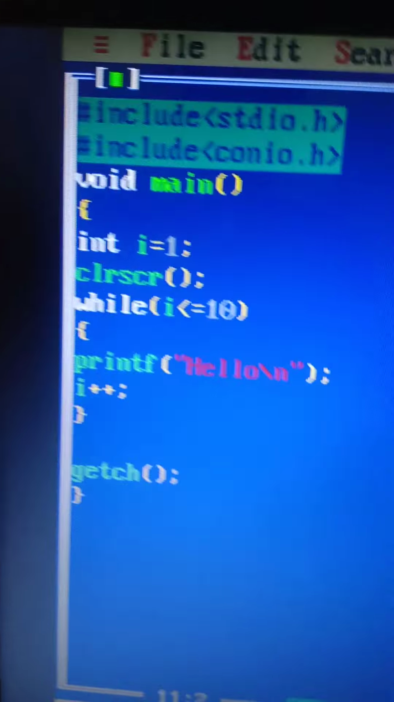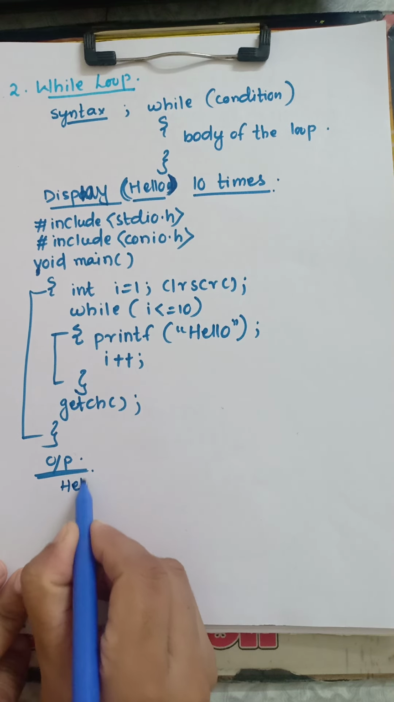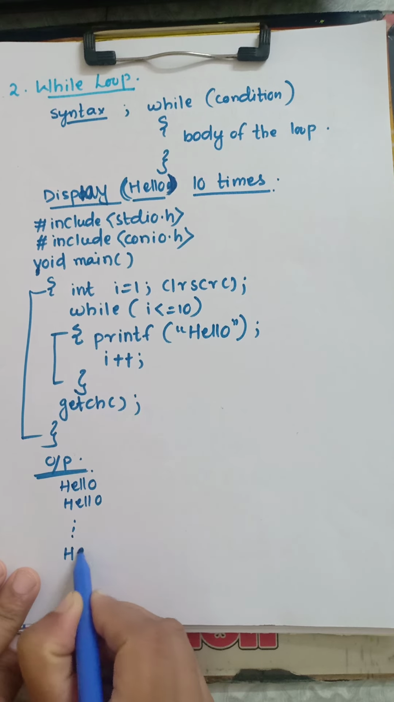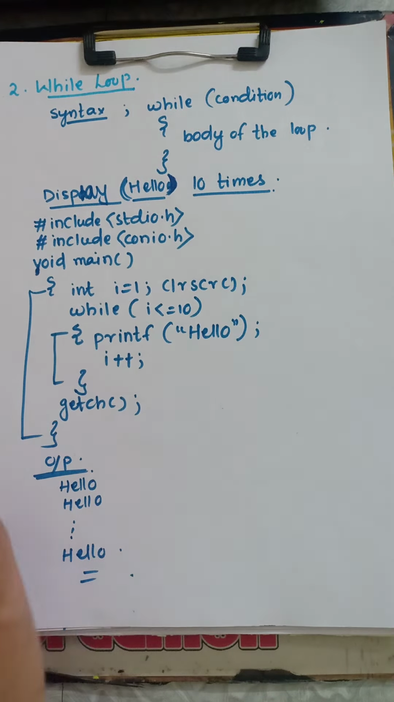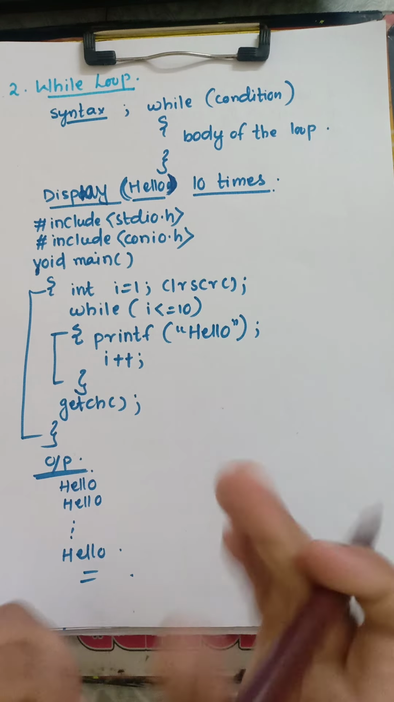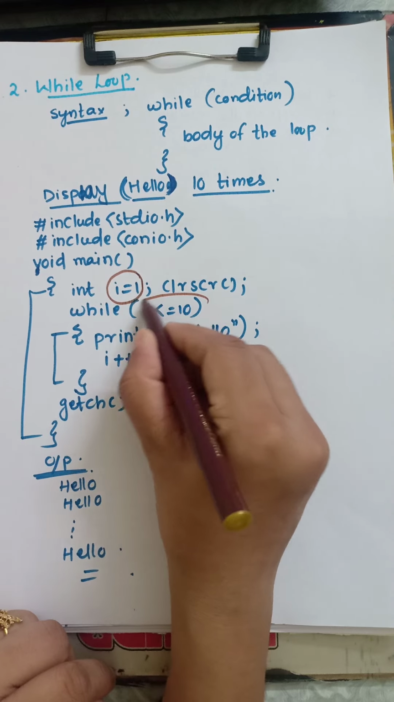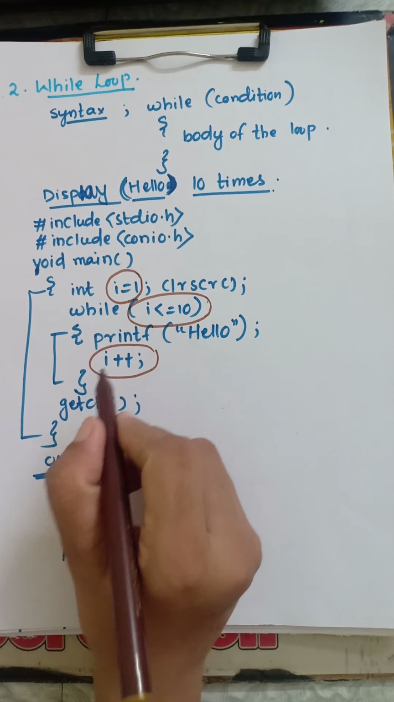Okay, so now what is the output here? Hello, that is displayed here 10 times. Okay, so this is the while loop. Here we use the condition. This is the initialization that we use in the for loop. This is the condition that we use in the for loop. This is the increment or decrement part that we use in the for loop.